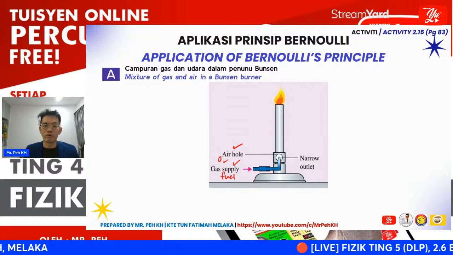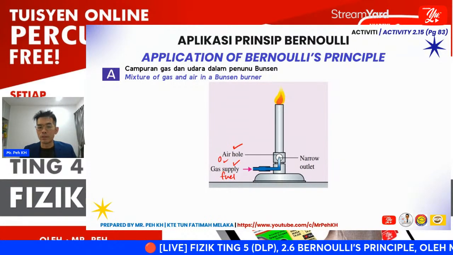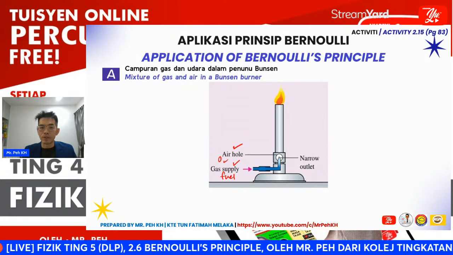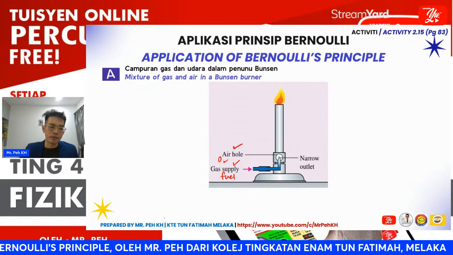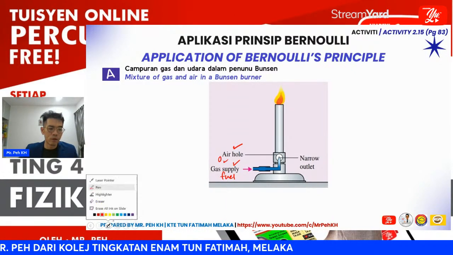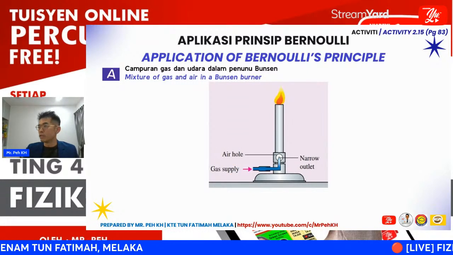So when we provide enough oxygen, the combustion will be complete. So it will give a blue colour flame. So how can we do that to increase the efficiency of the combustion? This is related to Bernoulli's principle.